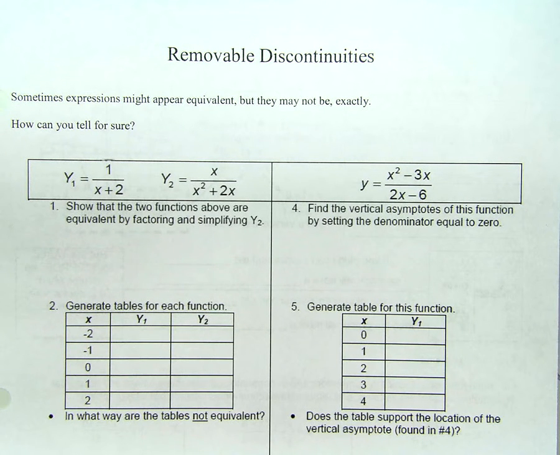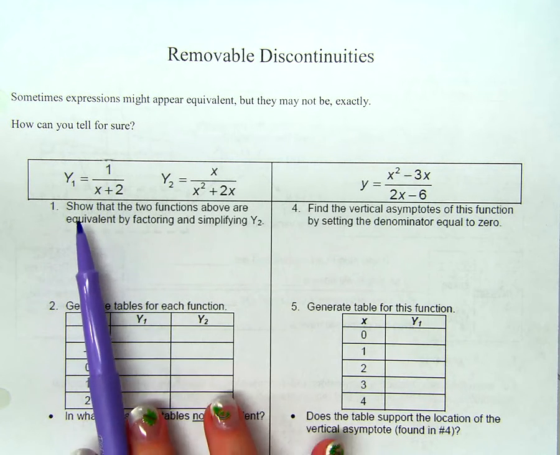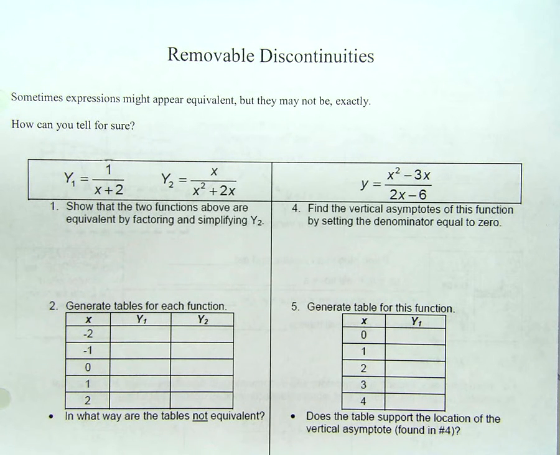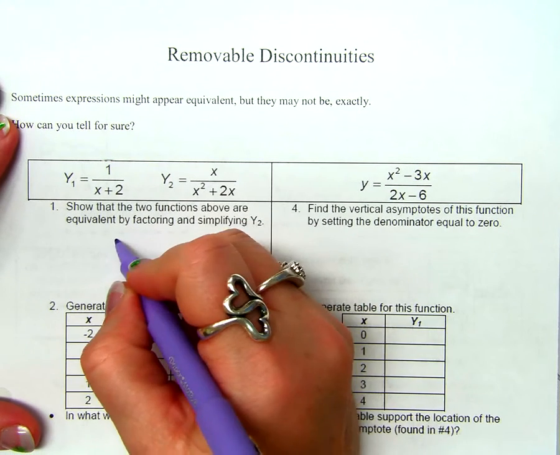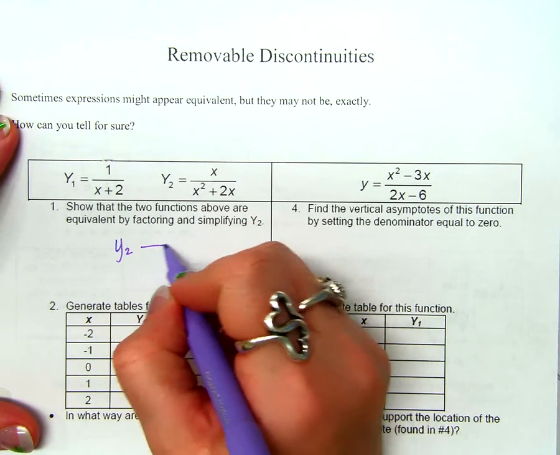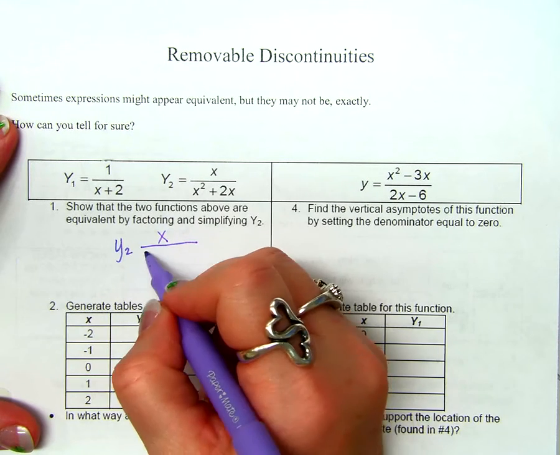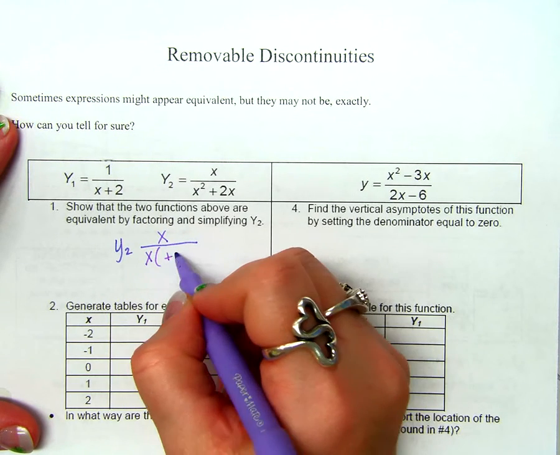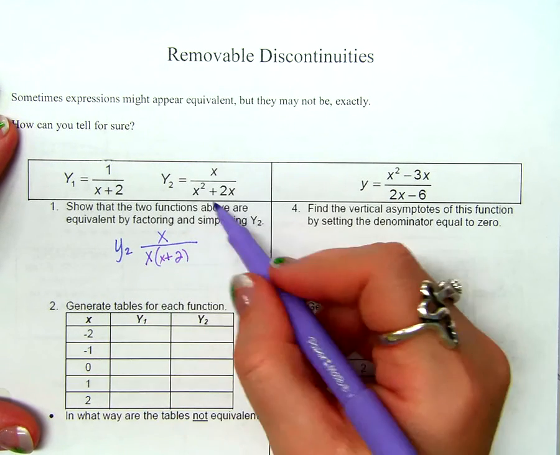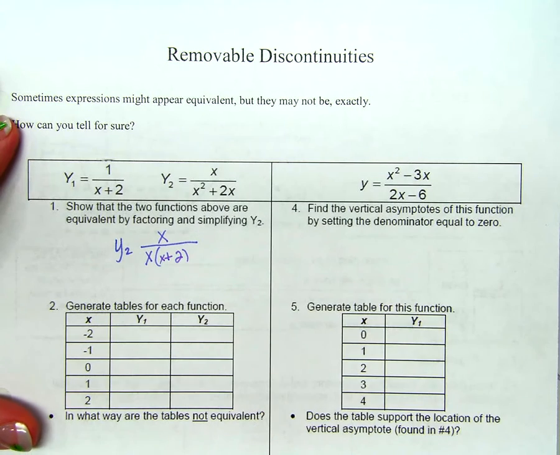Fair enough? So, sometimes expressions might appear equivalent, but they may not be exactly. So how can you tell for sure? So looking at y sub 1 and y sub 2, show that these two functions are equivalent by factoring and simplifying y sub 2. If I'm factoring y sub 2, I get x divided by x plus 2. Whoops, x plus 2. And that's by factoring an x out of each term in the denominator, right?